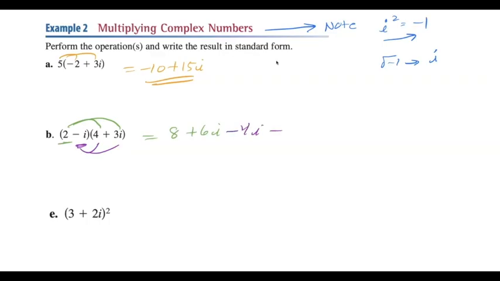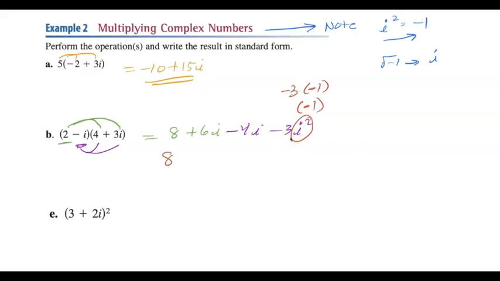-4i minus 3i squared. And then, right there, you cannot leave an i squared alone. i squared is -1, so this becomes a -1. Now, keep in mind it's a multiplication. You're not adding -3 and -1. You're multiplying them. So this is saying -3 times -1.